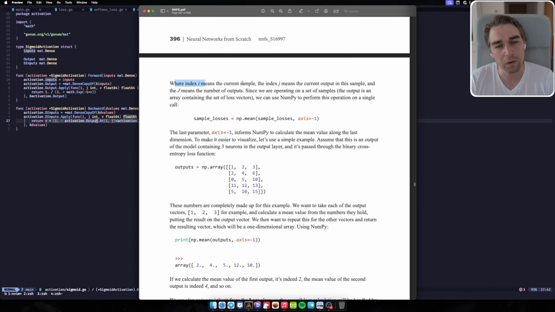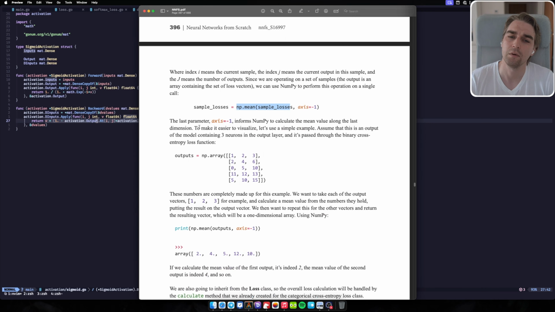Where index i means the current sample, index j means the current output in the sample, and the big J means the number of outputs. Since we're operating on a set of samples, the output is an array containing the set of loss values, so we can use numpy to perform this operation in a single call. This is the mean value across all of the outputs for each sample, right? The last parameter, axis equal to -1, informs numpy to calculate the mean value along the last dimension.